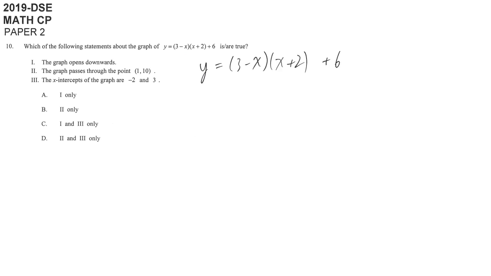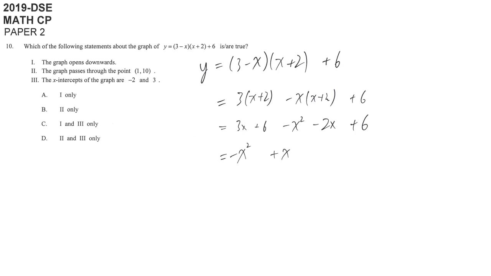One feasible format is standard form, so we just expand it and then we know how many x squared, how many x, how many constant. So 3 times x plus 2 ... is negative x squared, and then plus 1x, and then plus 12.